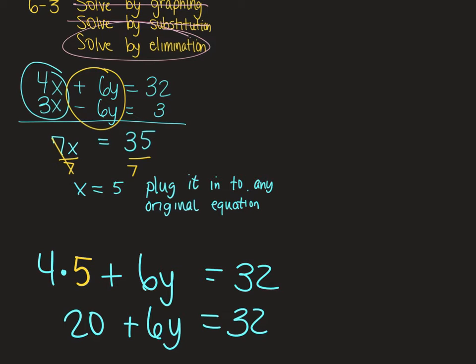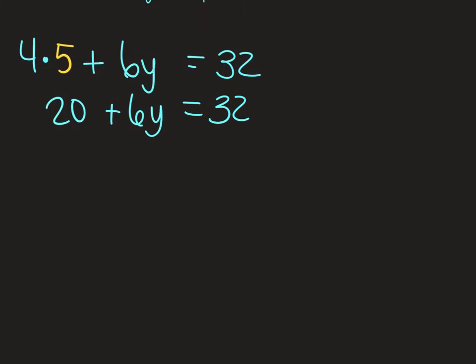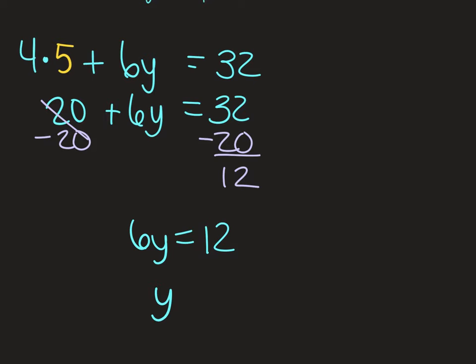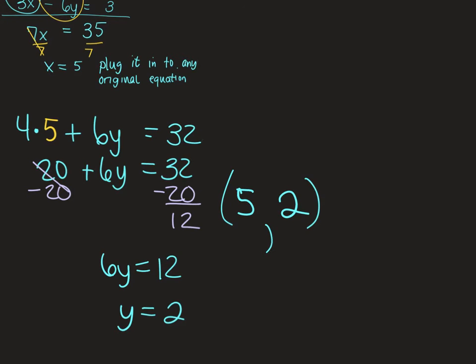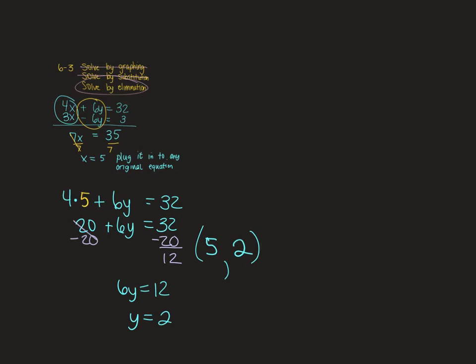I get 20 plus 6y equals 32. Subtract 20 from both sides. That gives me 6y equals 12. Divide by 6, y is going to be 2. I now know my ordered pair, because I still want to know where they cross. My ordered pair is 5, 2. These two equations, if I were to graph them, would cross at 5, 2. If I were to rearrange and substitute, I would still get 5 and 2, but this one is elimination.